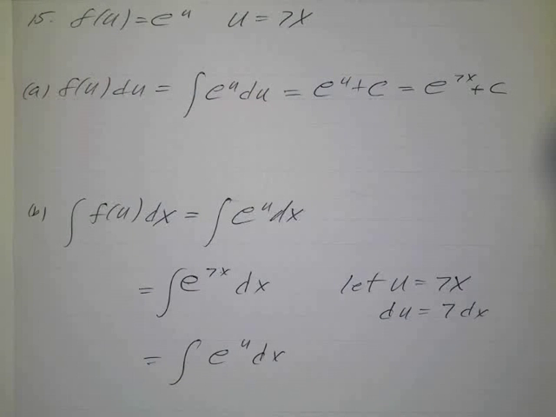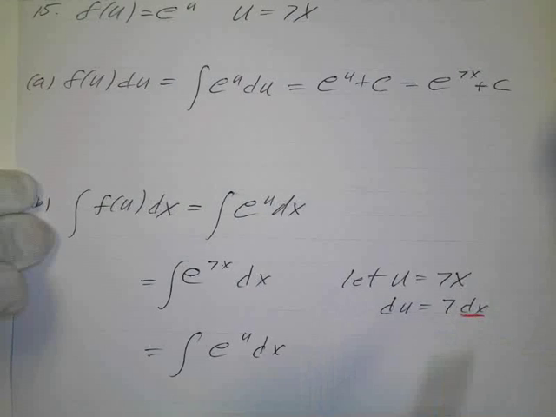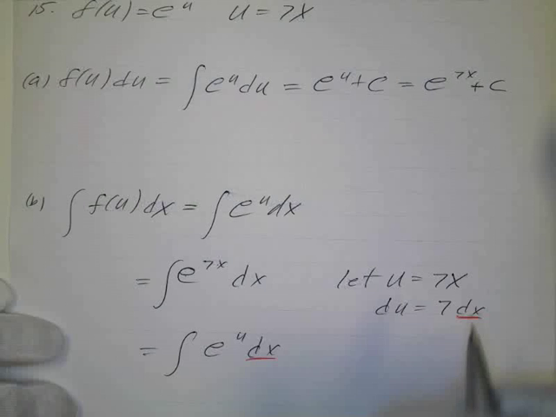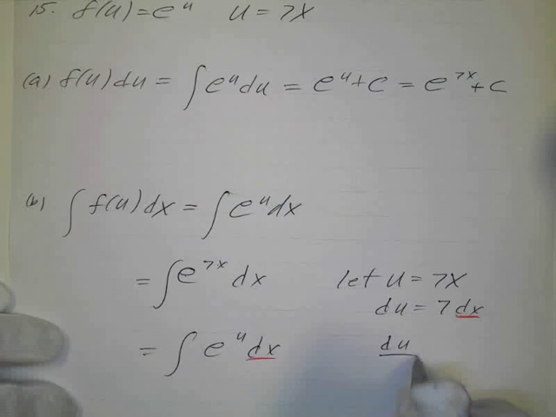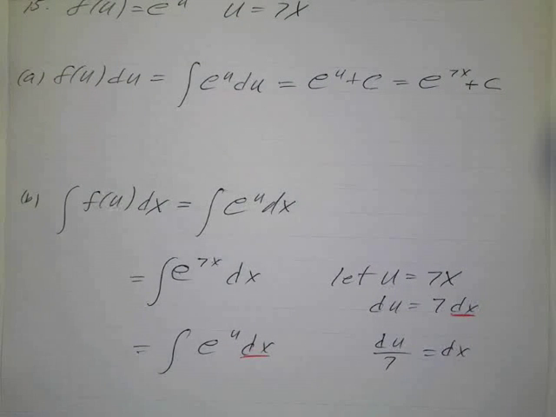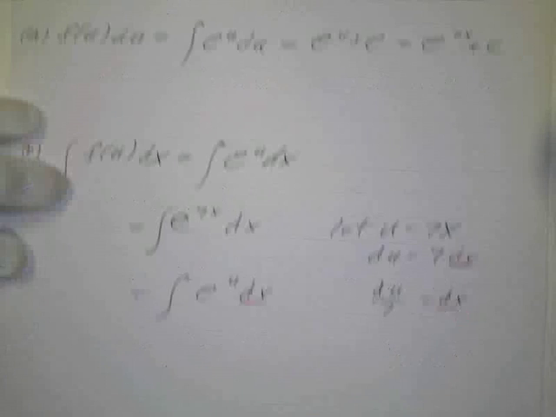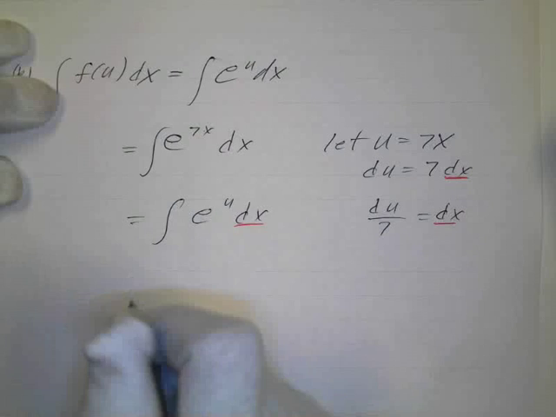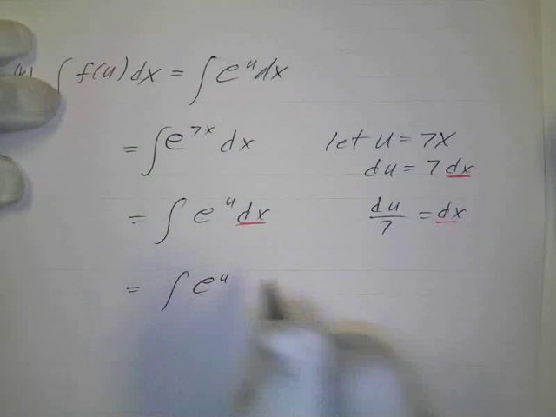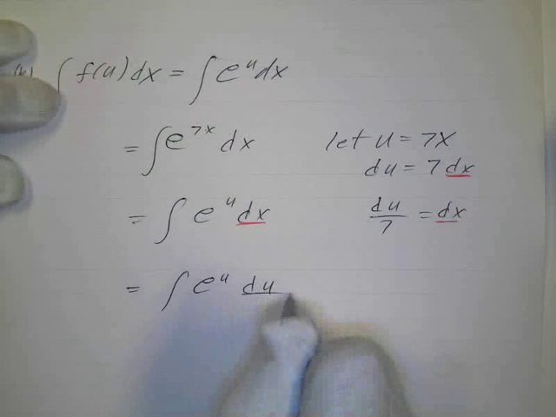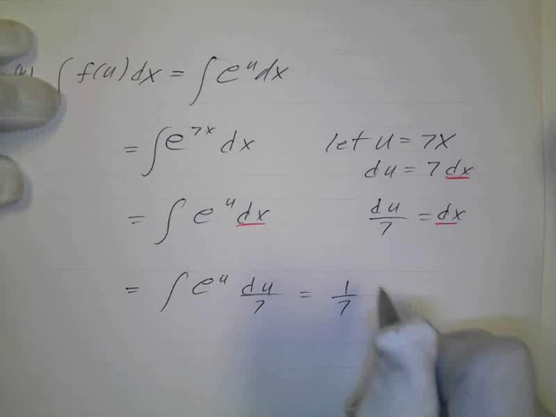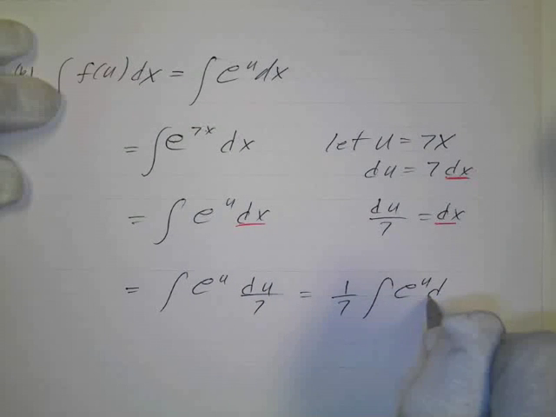In other words, I look over here, I see a dx. This is what I want. So what I'll do is I'll divide both sides by 7, so I get du divided by 7 equals dx, and now I do have a match. Okay, so what I can do is I can rewrite this now as the integral of e to the u, and then that's going to be du over 7. Then I can take that 7 in front, so that's going to be 1 over 7 times the integral of e to the u du.